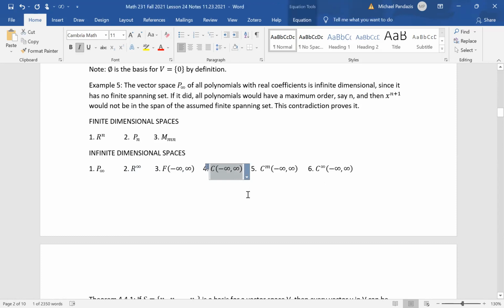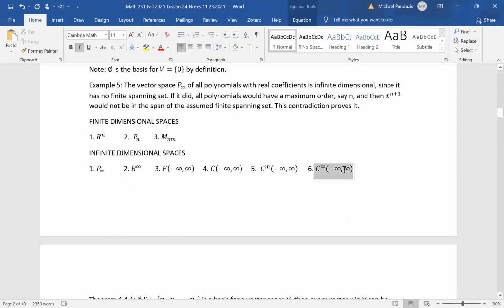Capital C of negative infinity, infinity is the space of all continuous functions on the real line. C to the m is the space of all functions that are continuously differentiable up to and including order m. What that means is the functions whose derivatives exist and are continuous up to and including order m. So the zeroth derivative is continuous and exists, the first derivative is continuous and exists, ... the mth derivative is continuous and exists.